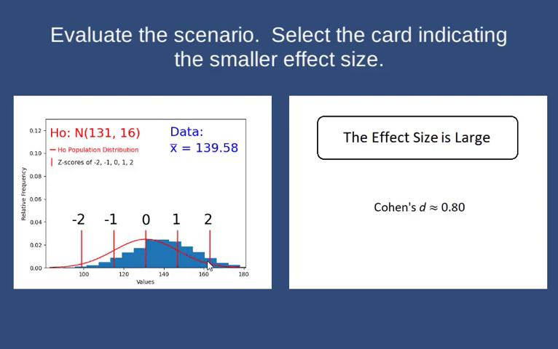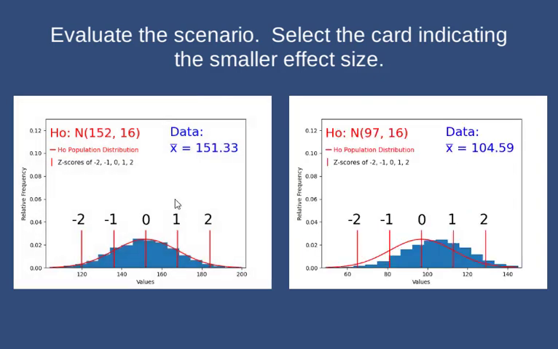In blue is the histogram for the data. In solid red here is the null hypothesis distribution. And we can see that the sample mean is about a half of a standard deviation above the population mean. So when choosing between a Cohen's d of 0.5 and a Cohen's d of 0.8, we're going to pick the smaller effect size, so we'll pick the card on the left.